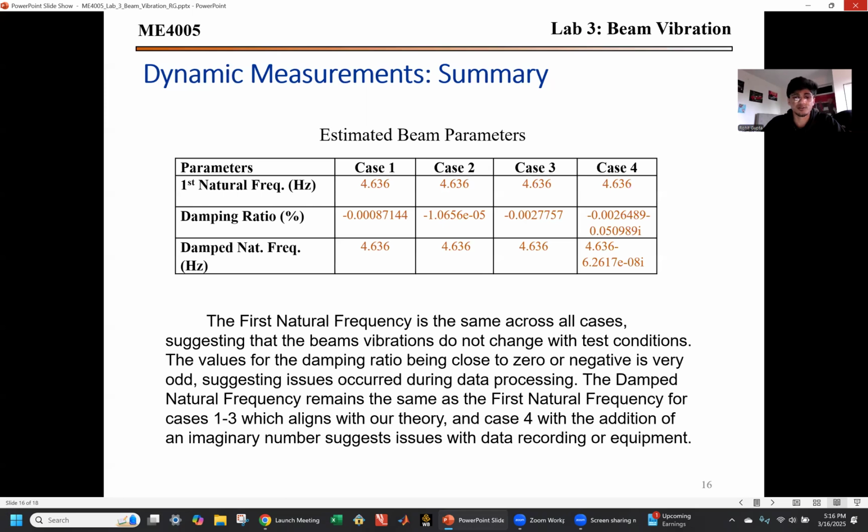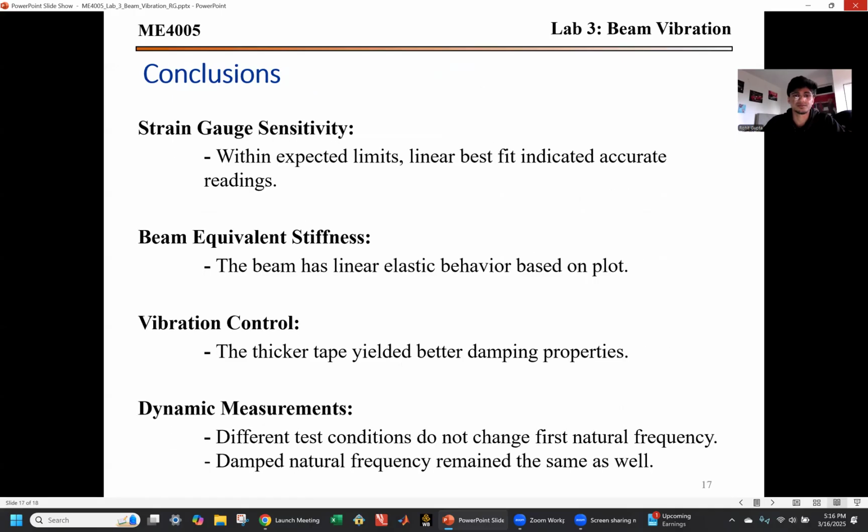The damped natural frequency, however, remained the same as the first natural frequencies for cases 1, 2, 3, which aligns with the theory. But in case 4, there seemed to have been some issue with data collection.